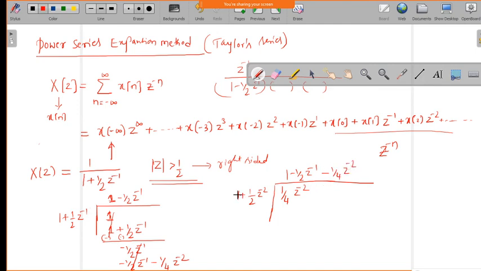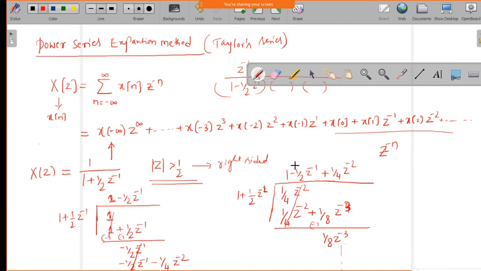So we have 1 by 4 z power minus 2. If you multiply this factor with this one, you will get 1 by 4 z power minus 2, so plus 1 by 8 z power minus 4. Okay, sorry, this is z power minus 1 now. So this will become z cube. So now this will cancel each other, and you will go on getting the values in terms of the negative powers of z.